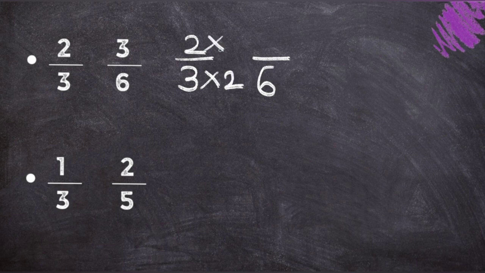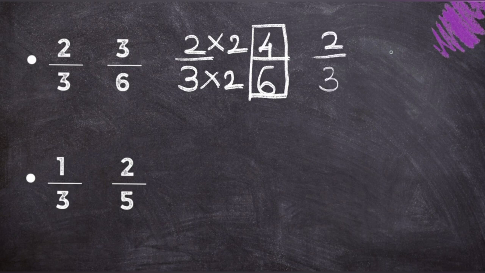And the same thing I'll do here. So 2 into 2 gives me 4. So this is the equivalent fraction to 2 upon 3. But is 4 mentioned here? No. It is 3 upon 6. That means 2 upon 3 and 3 upon 6 are not at all equivalent.